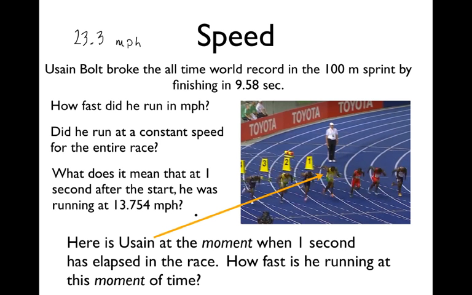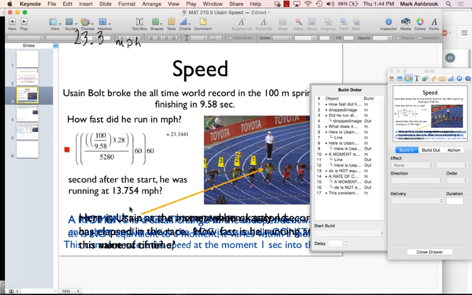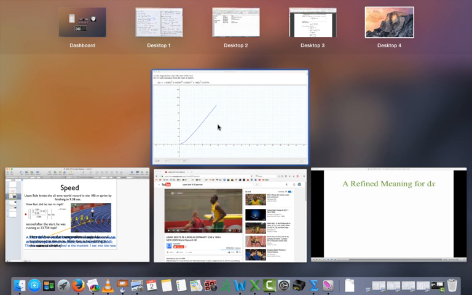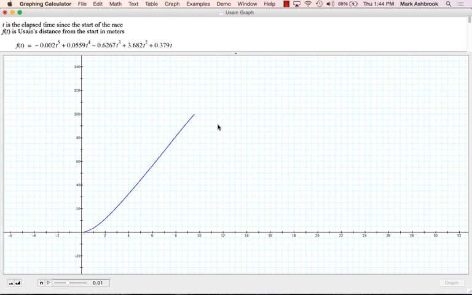So let's take a look at the graph of his distance from the start versus his time. So here's a graph that simulates that race, where the x-axis, or independent variable, is time since the race started, and the dependent variable is his distance from the start. And we were talking about the moment 1 second.